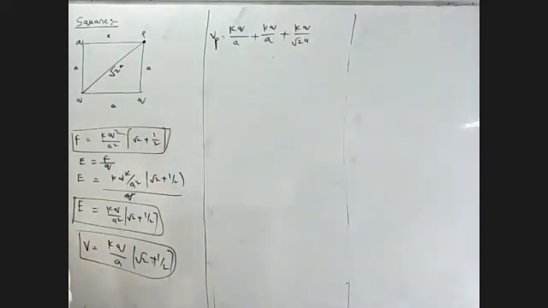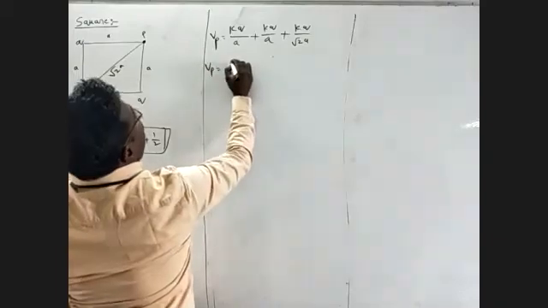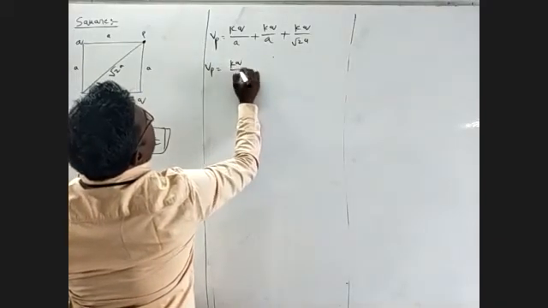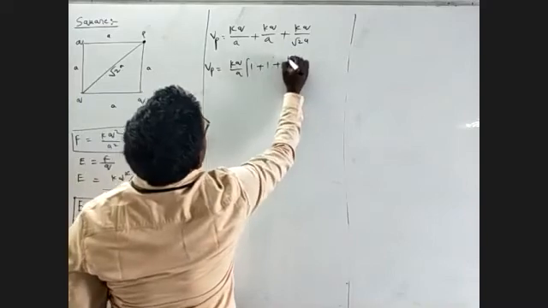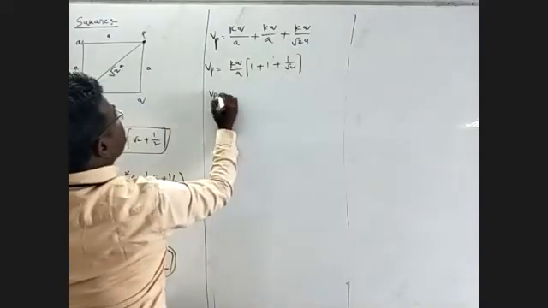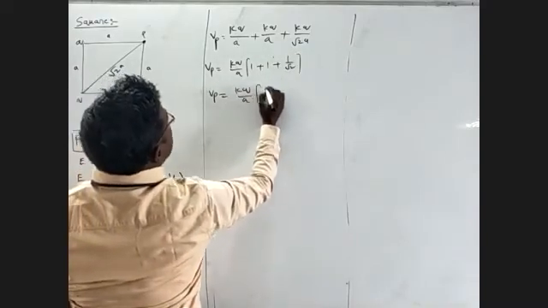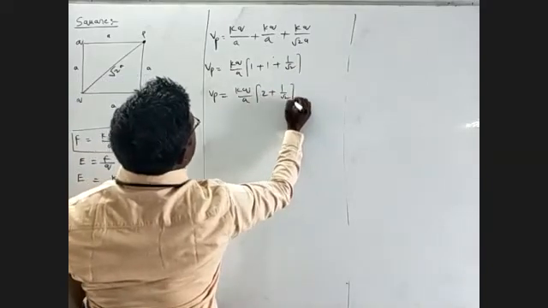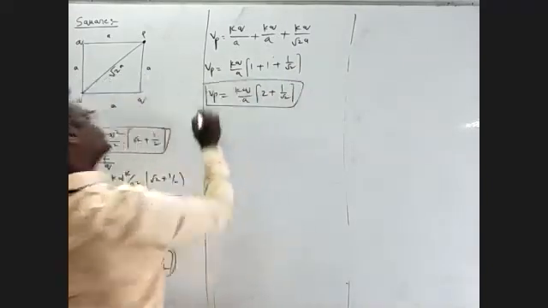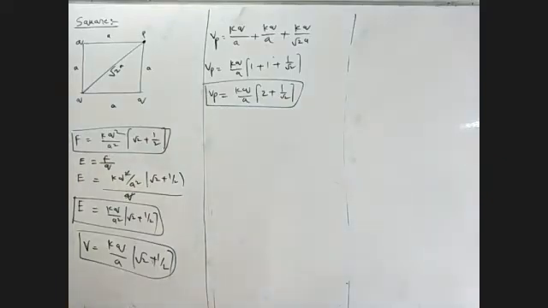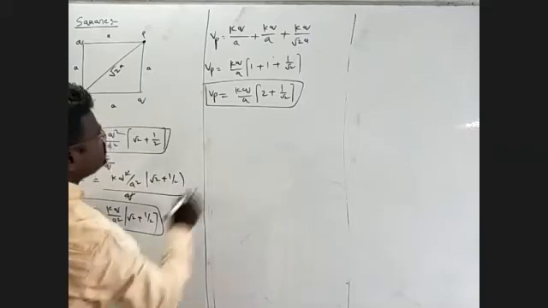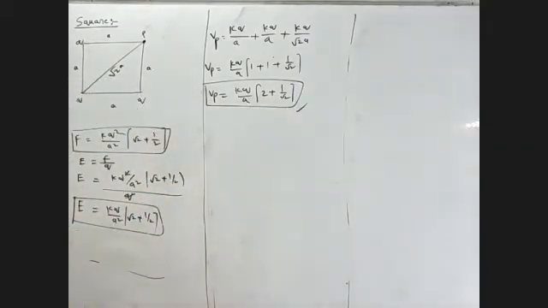So VP is equal to KQ by A, taking common, 1 plus 1 plus 1 by root 2. So VP is equal to KQ by A times 2 plus 1 by root 2. That is your answer. Sorry, this is not correct; this is your correct one: 2 plus 1 by root 2.